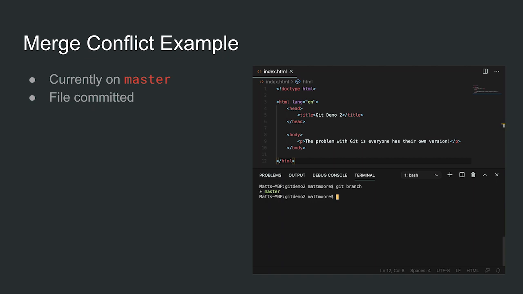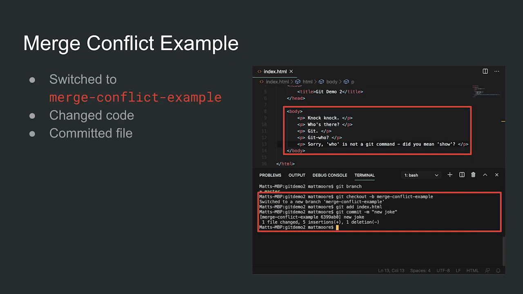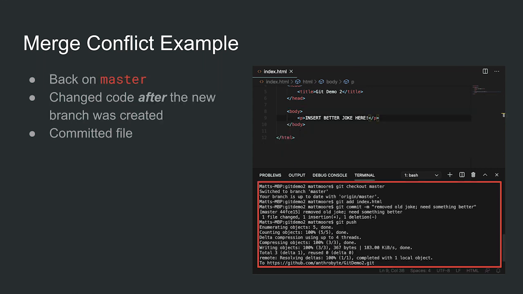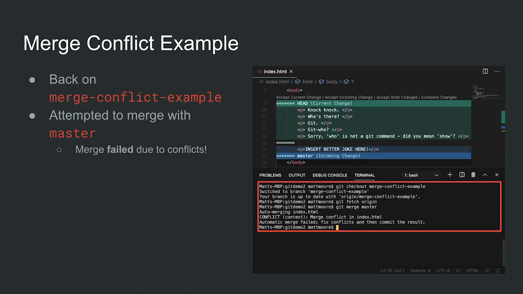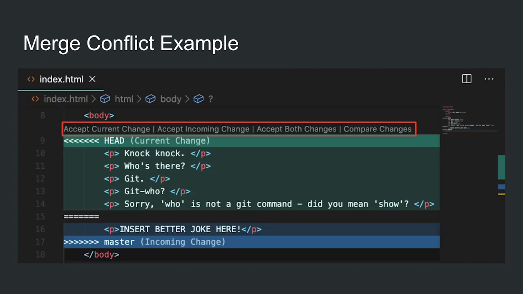So for example, let's say that we're on master and we've committed a file. Next, we switch to a new branch called merge conflict example. Creative name, right? We've changed some code and then committed that file. Now back on master, let's say that you, me, or somebody else changed code after that branch was created, and then they recommitted the file. Now back on the merge conflict example branch, if we attempt to merge into master, it will fail because there's a conflict. So this is a pretty simple example of what a merge conflict might look like.